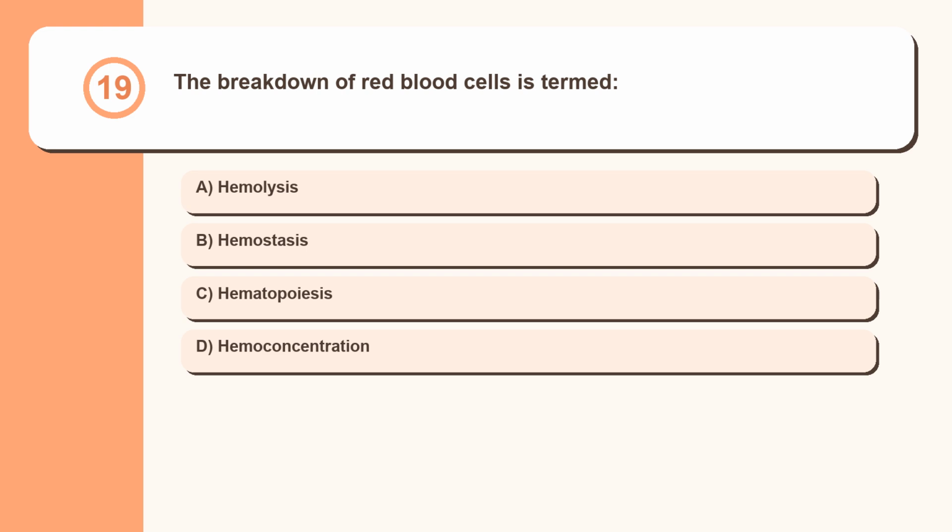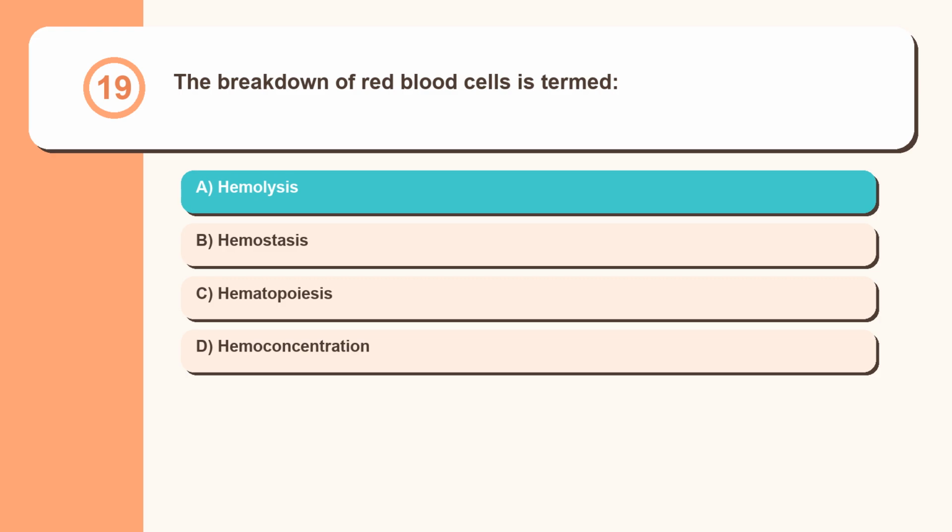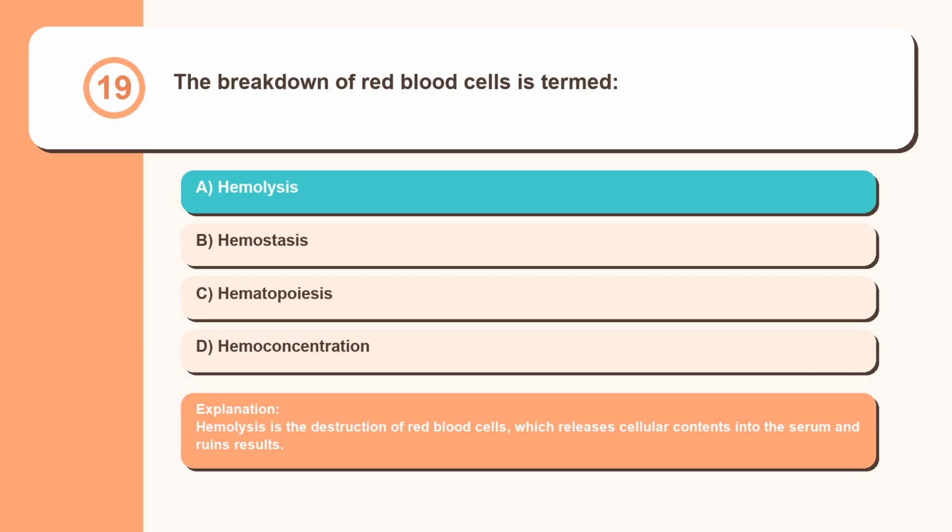Question 19. The breakdown of red blood cells is termed hemolysis, hemostasis, hematopoiesis, hemoconcentration. Hemolysis is the destruction of red blood cells, which releases cellular contents into the serum and ruins results.